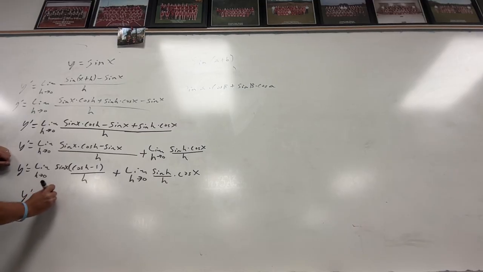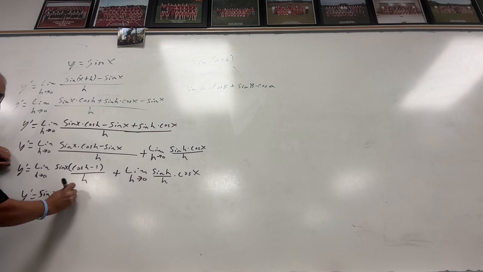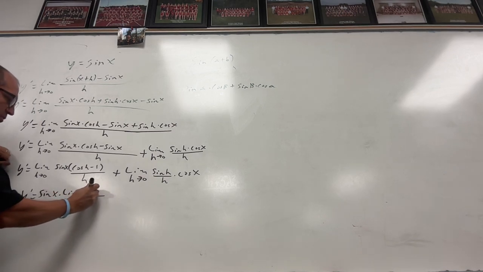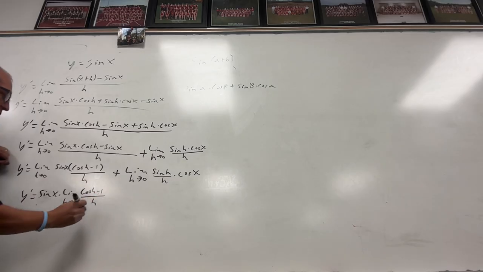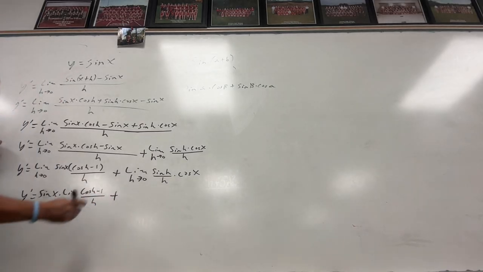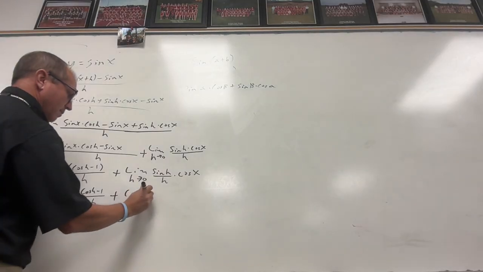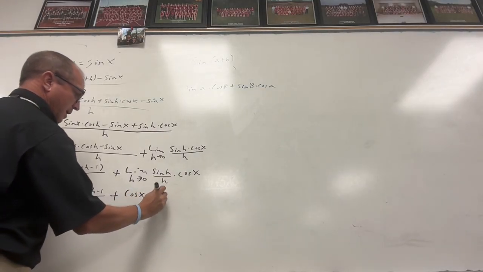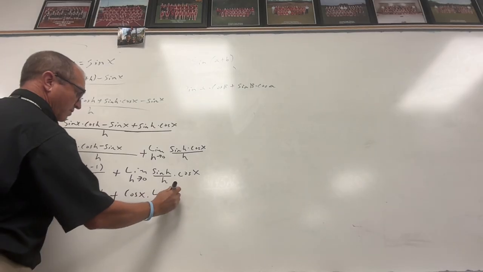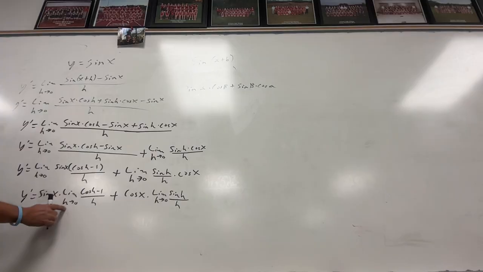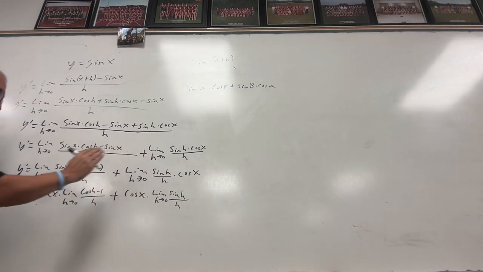The sine of x times the limit as h approaches 0 of the cosine of h minus 1 over h. And then it's plus, so pull the cosine of x out. And it'd be times the limit as h approaches 0 of sine of h over h. Again, if I plug in 0 for h, I get 0 over 0 here. I get 0 over 0 here.